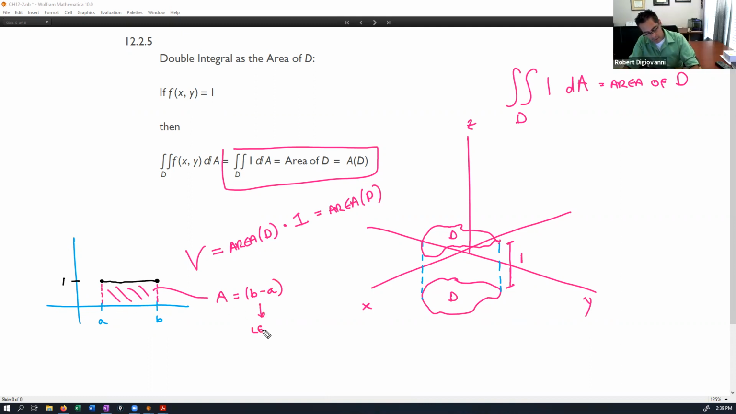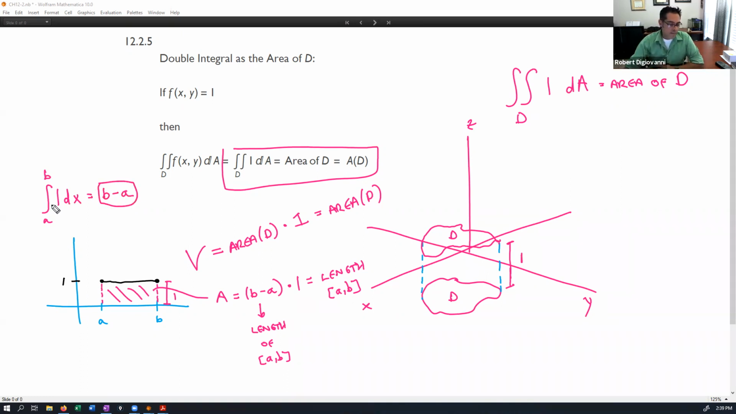That's the length of the interval AB times, now what? How tall it is, right? But how tall is it? 1, right? Times 1, which would just be the length of the interval AB. So back in Cal 1 or Cal 2, we could have said this: the integral from A to B of 1 dx is just b minus a. So the integral of the constant 1 function gives you the length of the interval that you're integrating over.